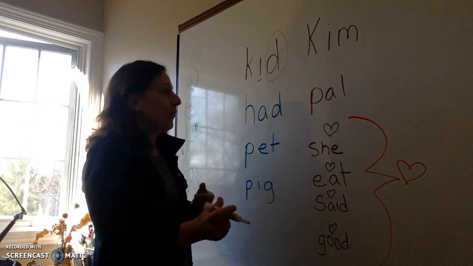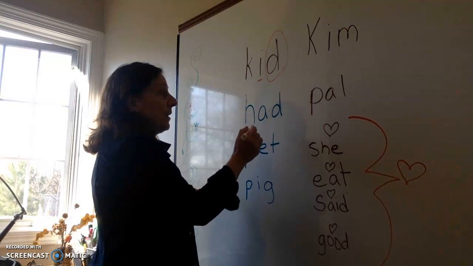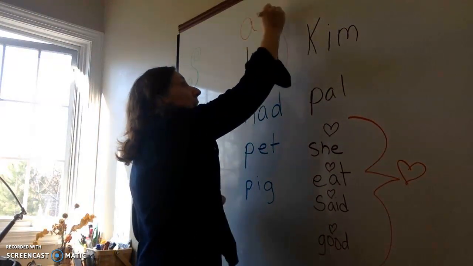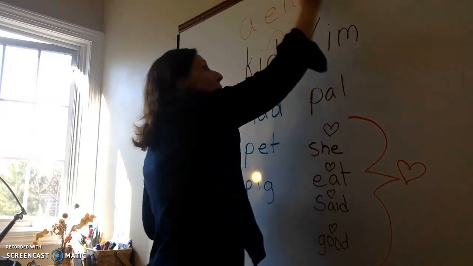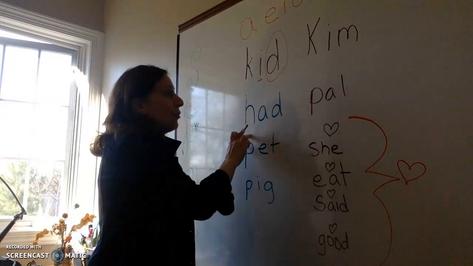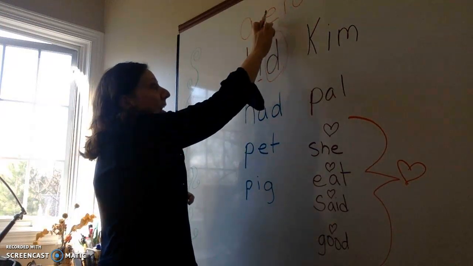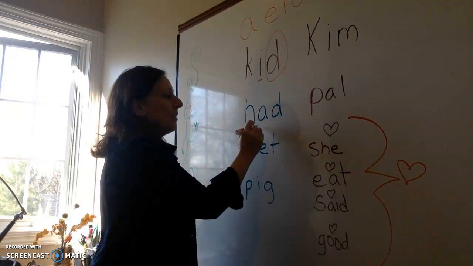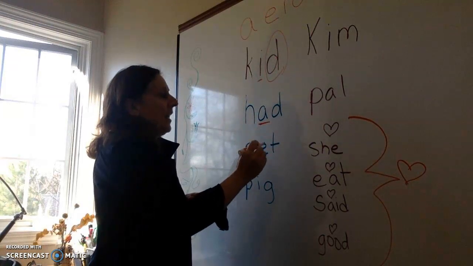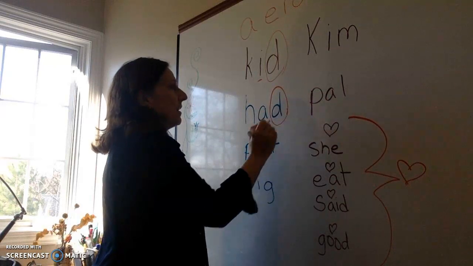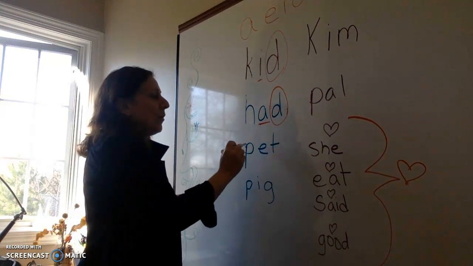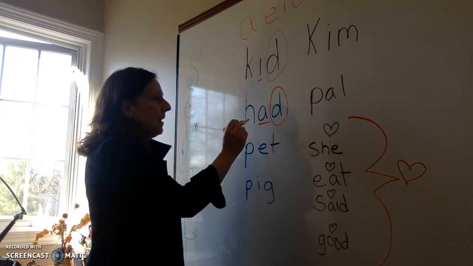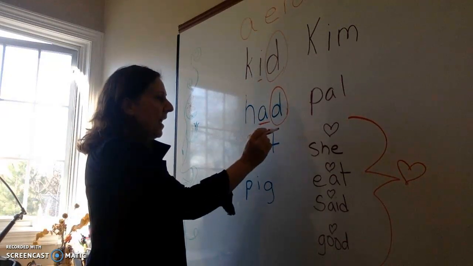So what's the vowel? We know this is the vowel because we know that the vowels are A, E, I, O, U. These are all short vowels, so they're a, e, i, o, u. Okay? So we know that the vowel is A, and we know the last sound is D. Okay? So what's the first sound? That sound is h, a, d, had.